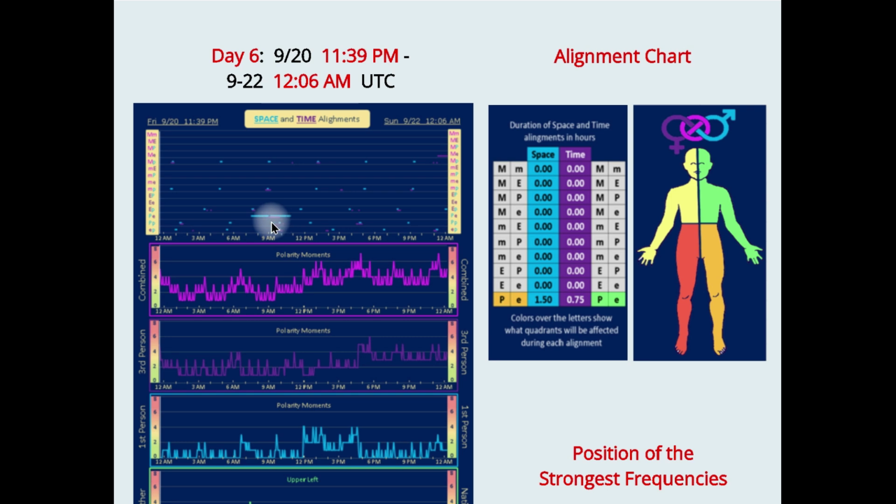So the second alignment we're going to talk about is this little purple one right here. This is only a 45-minute alignment, and this is going to affect the upper left quadrant of the body. Now, the time side has to do with routines, and the upper quadrants have to do with our larger routines. You got to remember, you got to balance your routines at the individual, the family, the national, and the world level. And what does that mean? I'm going to say it again.